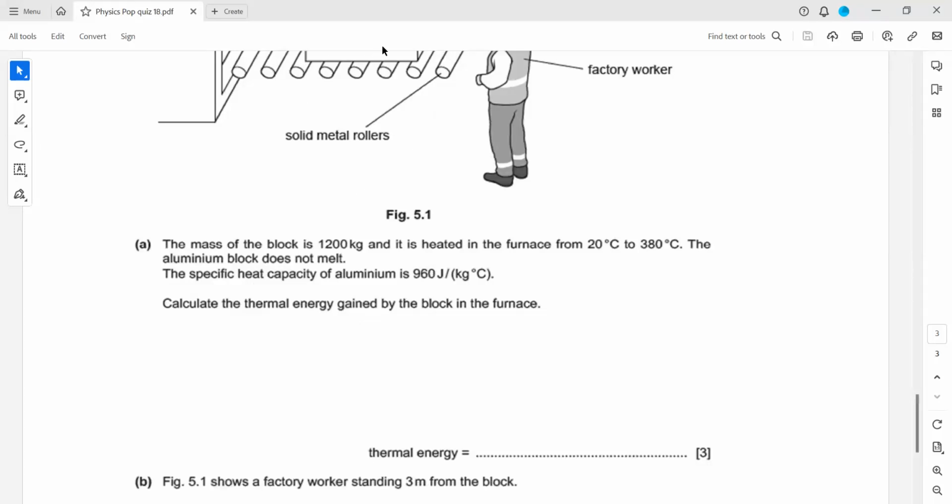We need the energy. So the formula, look, we have the formula, the energy is specific heat capacity into mass into temperature change. So specific heat capacity is 960, like this is C. The mass of the block is 1,200. One thing you have to keep in mind, if the unit of specific heat is joule per kilogram, then the mass will be in kilogram. If the unit of the specific heat is joule per gram degree centigrade, then the mass must be in gram.